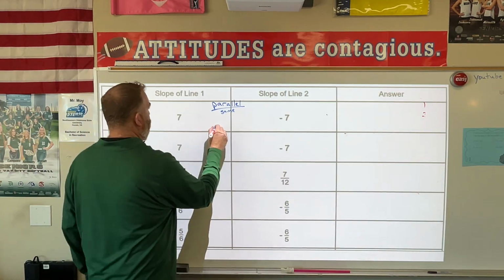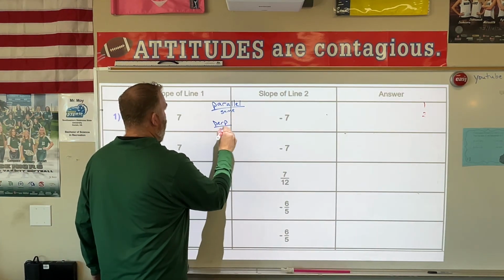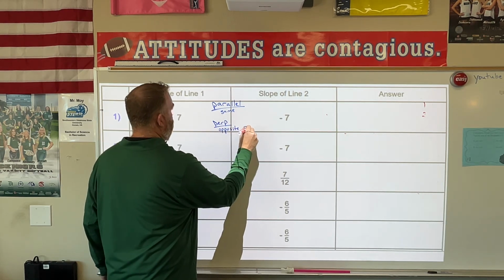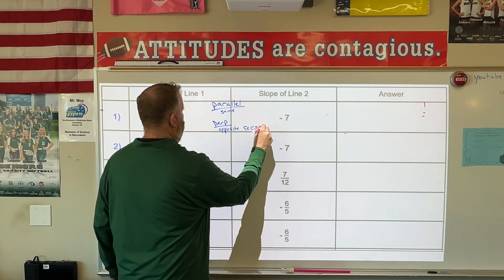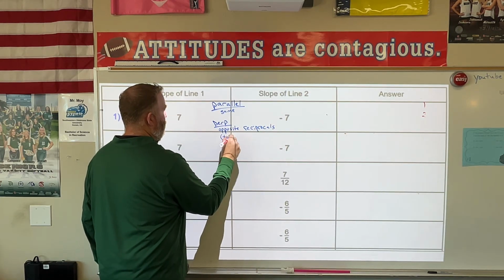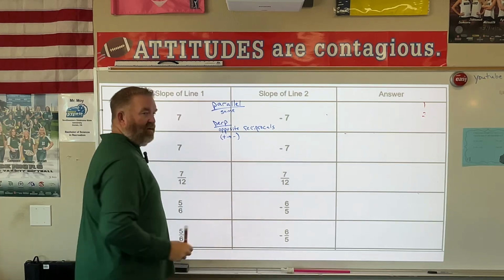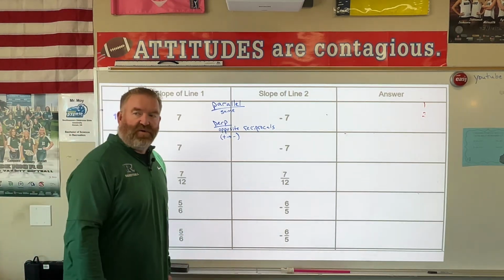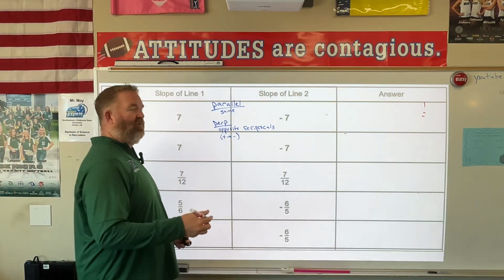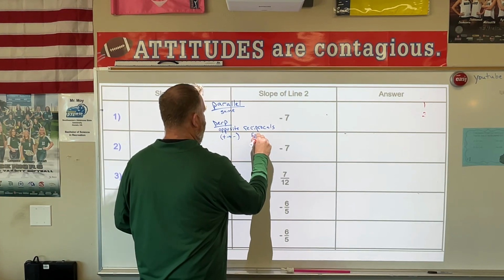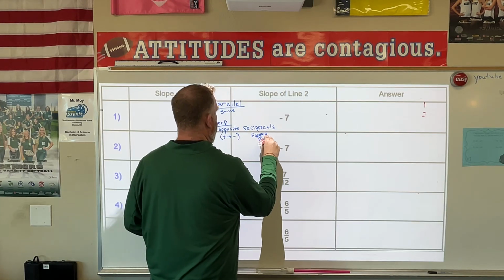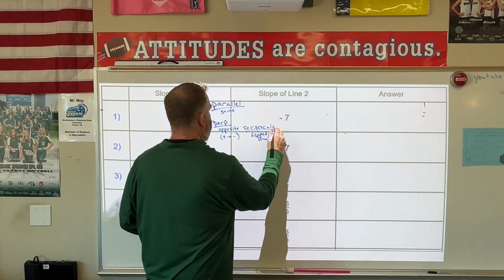Okay, what is perpendicular? Opposite reciprocals. In other words, what does opposite mean? That means your signs change from positive to negative or vice versa. The signs are opposite, and what is a reciprocal? It's just a fraction that's flipped. A flipped fraction, okay? That's what a reciprocal is.